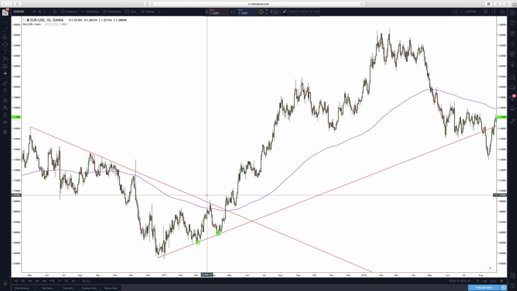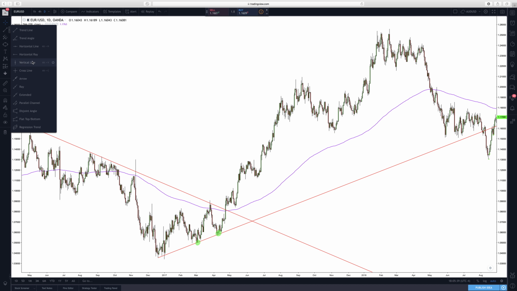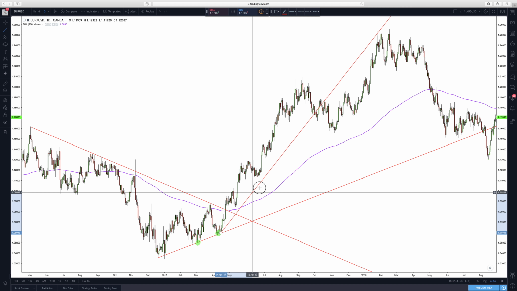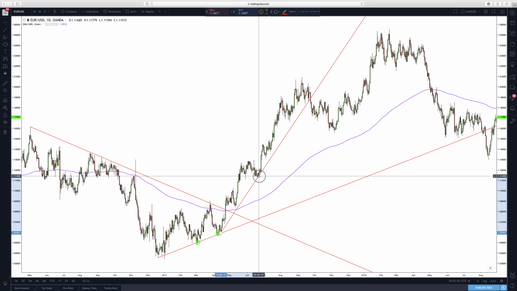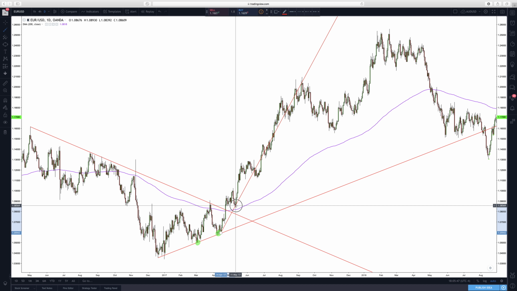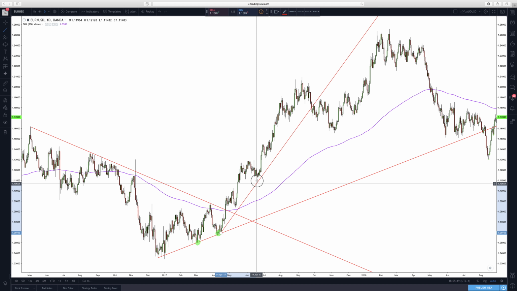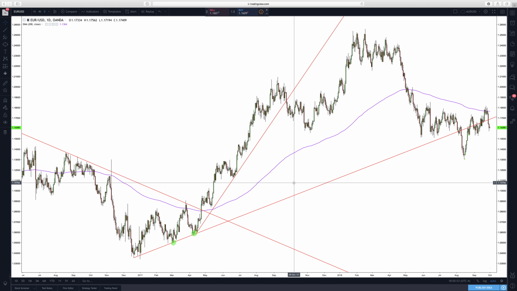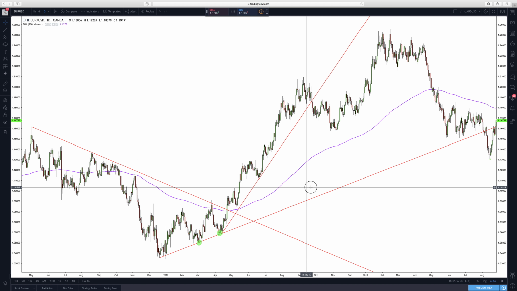So I'll draw my trend lines. We're going to try to predict this movement here. I'm going to take out our ray. There you go, boom. So you got a nice touch there. See price going up. Got it right there.